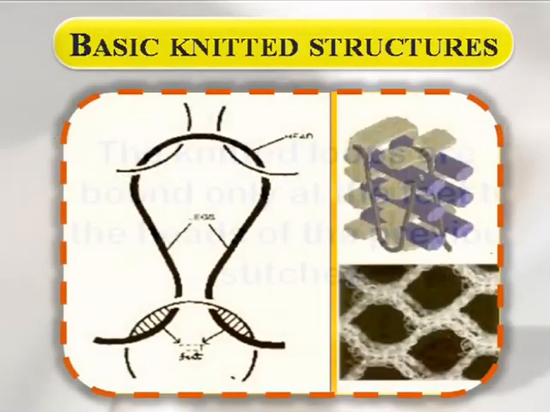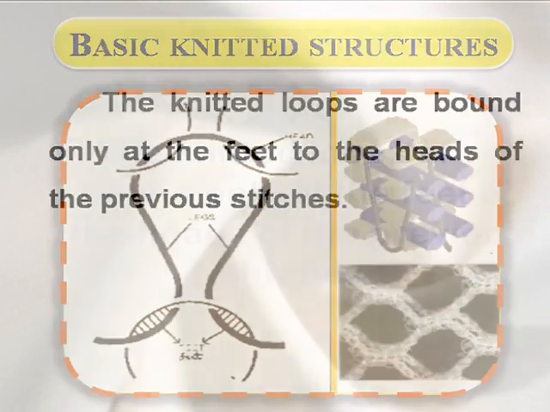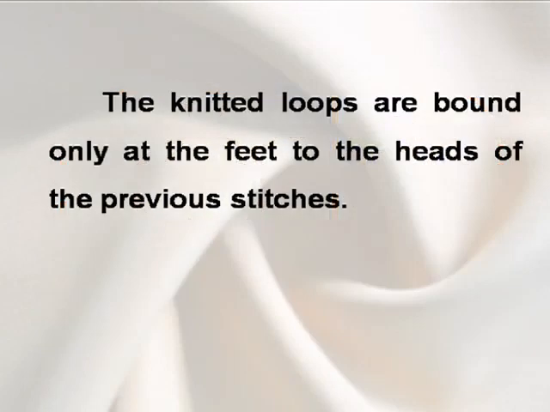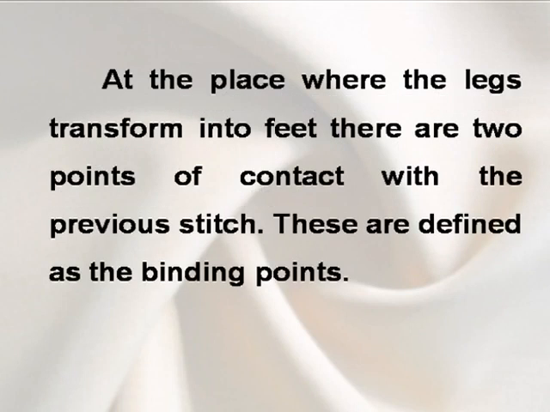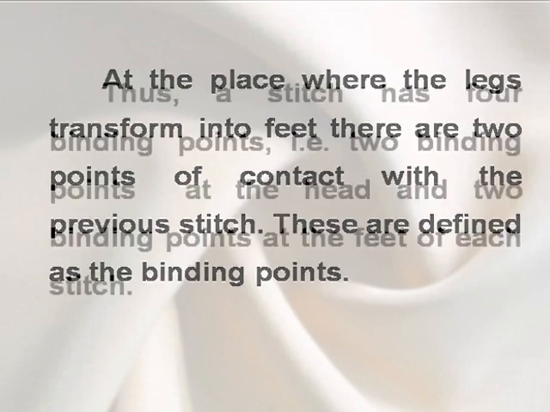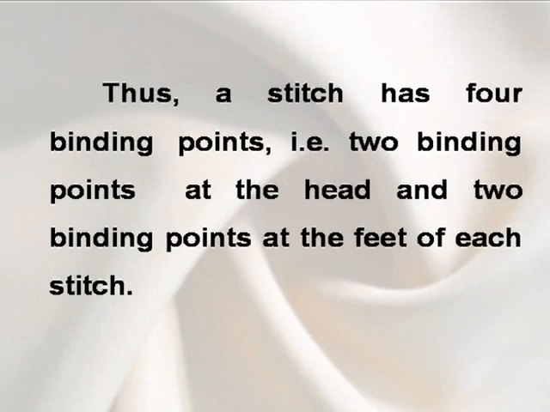11. Basic knitted structures. The knitted loops are bound only at the feet of the heads of the previous stitches. At the place where the legs transform into feet, there are 2 points of contact with the previous stitch. These are defined as the binding points. Thus, a stitch has 4 binding points.